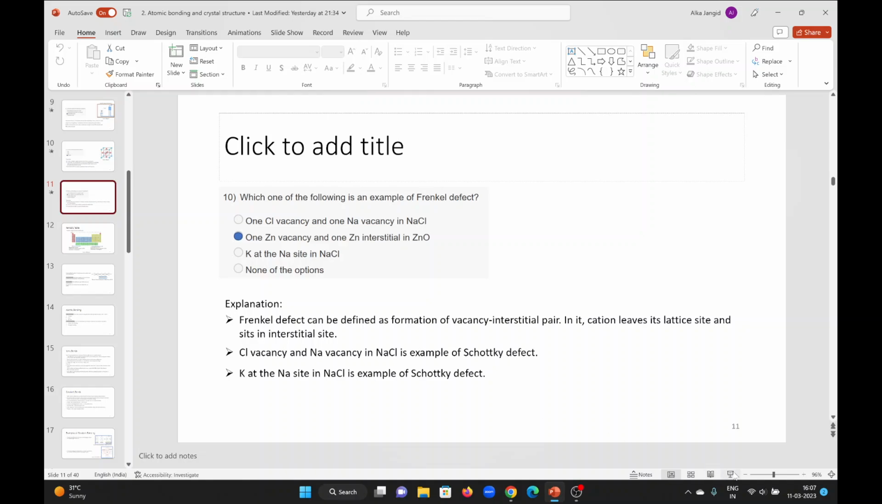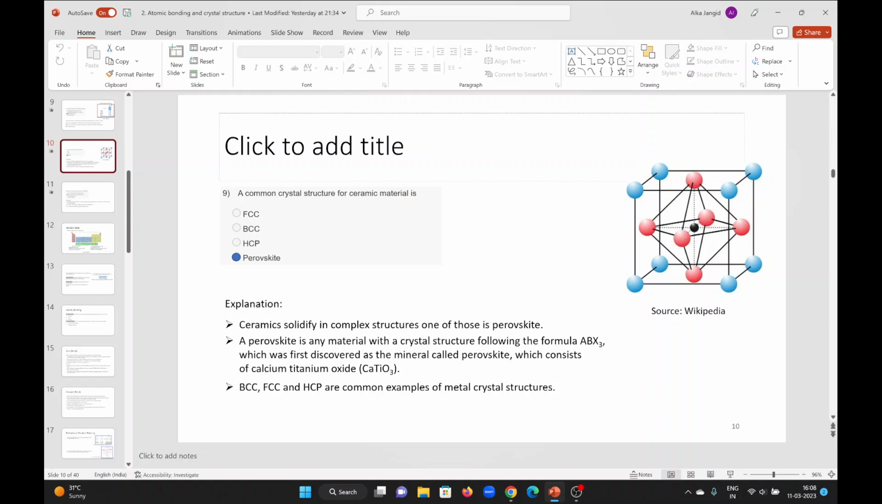Even in this ceramic material question, it is mentioned that the crystal structure is SCP, but the answer is perovskite. Perovskite will be the answer. Yes, this is the crystal structure of perovskite, because in ceramics these are complex structures. Okay, thank you very much.